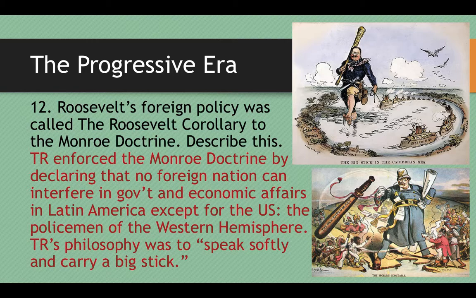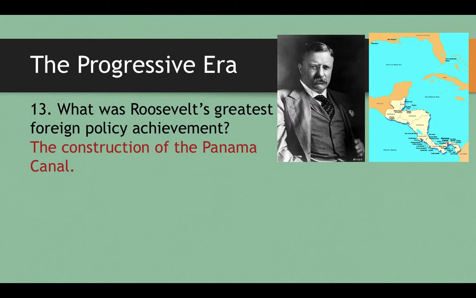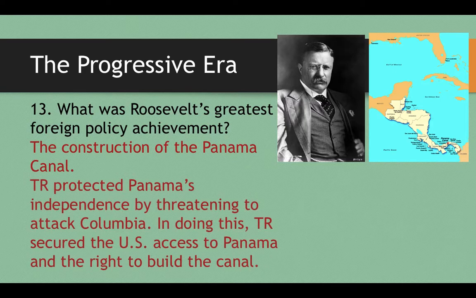You have the ability to wage war with them and win, but still speak softly and let them know that you don't want to do that, but just that you can if they insist upon it. Roosevelt's greatest foreign policy achievement was the building of the Panama Canal. The Panama Canal is huge. It's still used today. You have hundreds of ships going through the Panama Canal every week. It's very important to trade even still today in the 21st century.